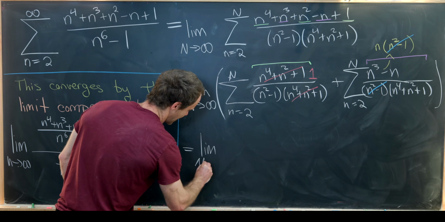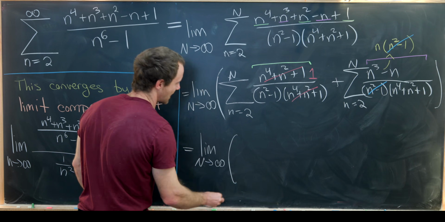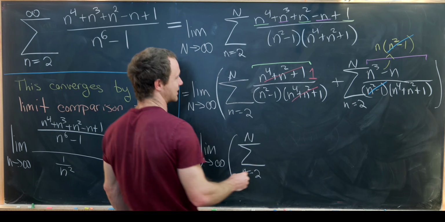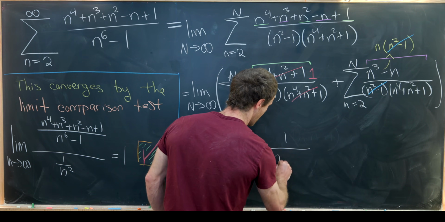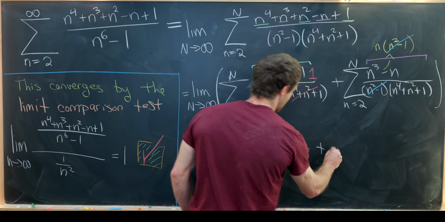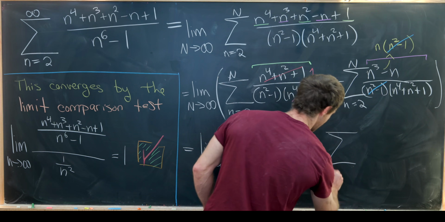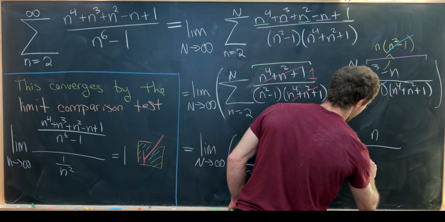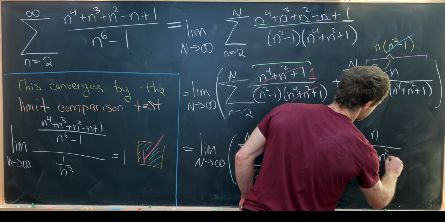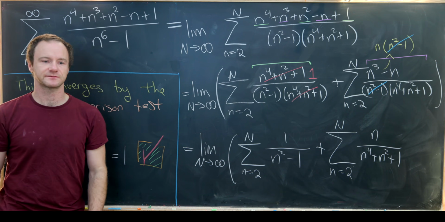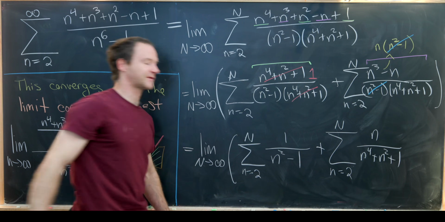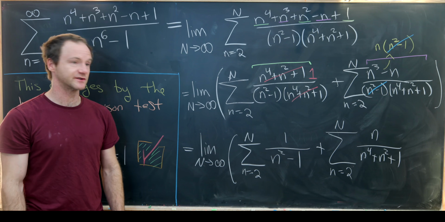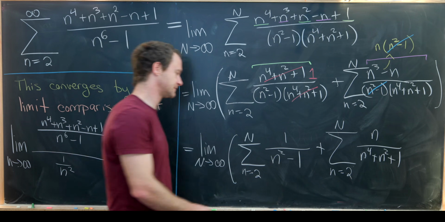So we've got the limit as n goes to infinity of our sum as little n goes from 2 up to capital N. Now we're left with 1 over n squared minus 1, and then plus we've got our sum as n goes from 2 up to capital N, and we're left with n over n to the 4th plus n squared plus 1, like this. Now, you've probably seen this first sum before. It's pretty classic kind of first example of a telescoping series that you might see in a Calculus 2 class.